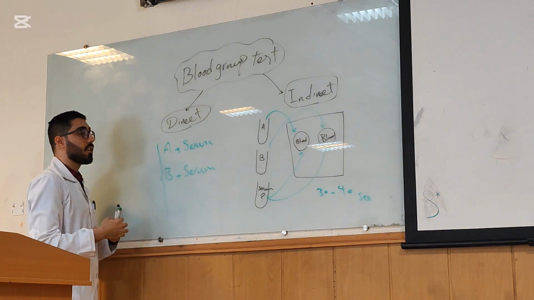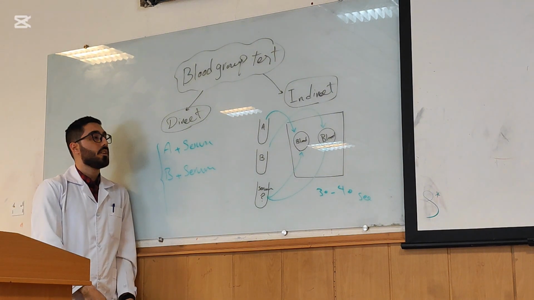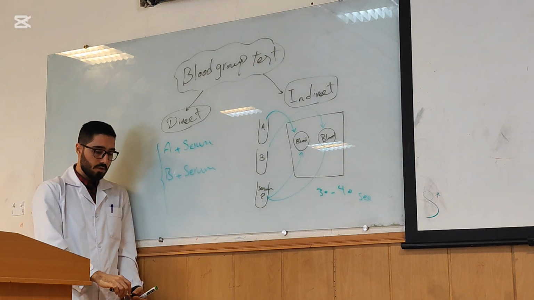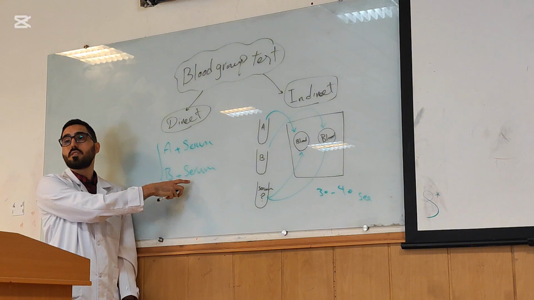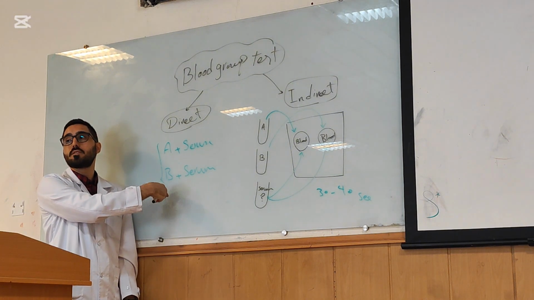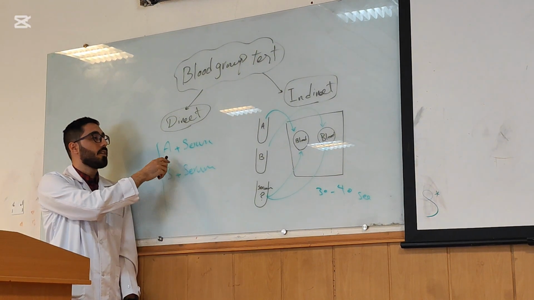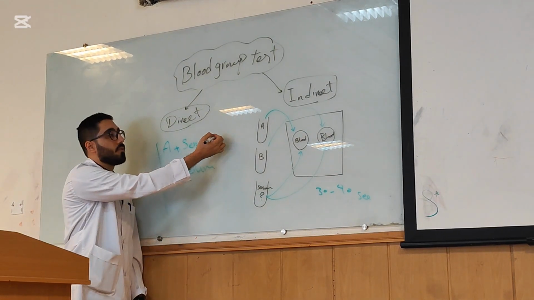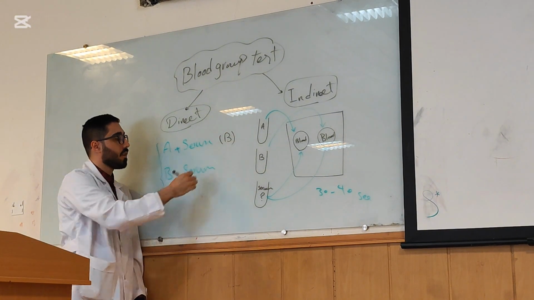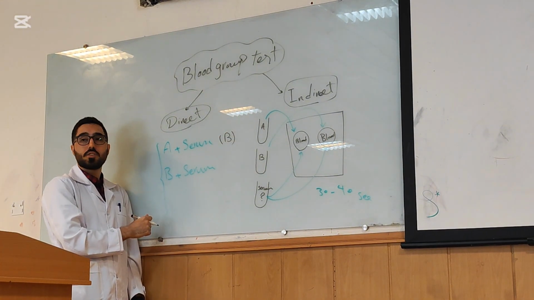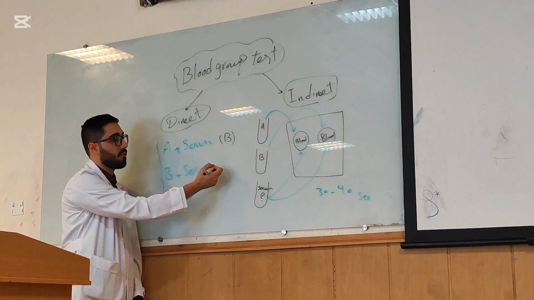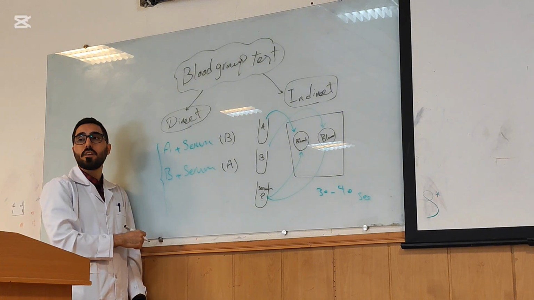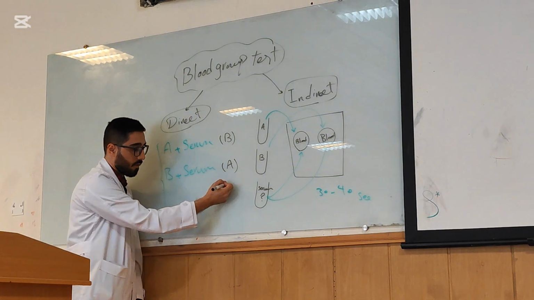If we see agglutination with A and serum, you don't need to see any agglutination with B. If we see agglutination only in A, we have group B. If you see agglutination only in B, we have group A. If we have no agglutination in any of the rows, group O. Very good.